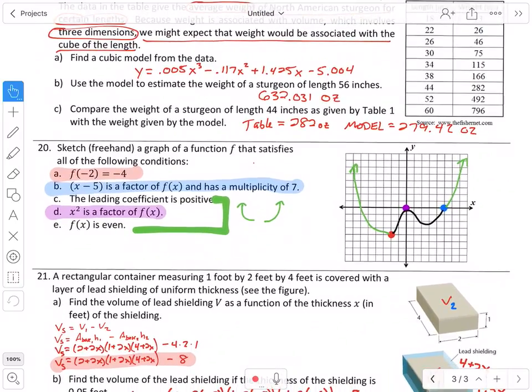Number 20. Sketch freehand a graph of the function that satisfies these conditions. So f of negative 2 is negative 4. That's the first thing I would put on, is that point. It's non-negotiable, negative 2, negative 4. Put a dot there. Notice it's in red. I have it highlighted in red.